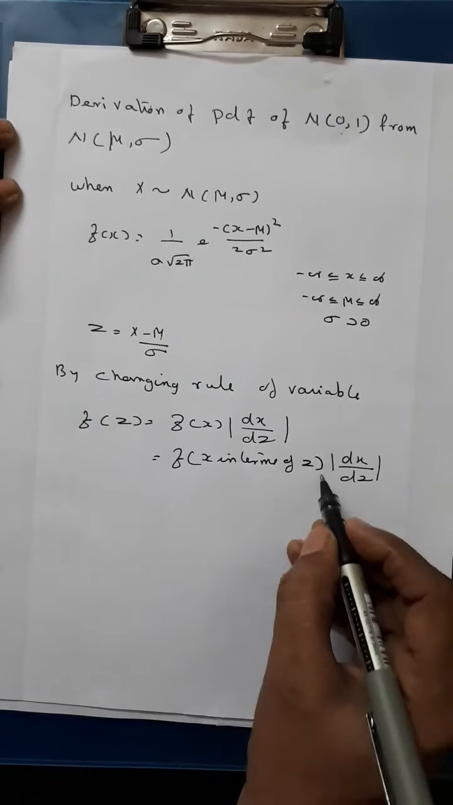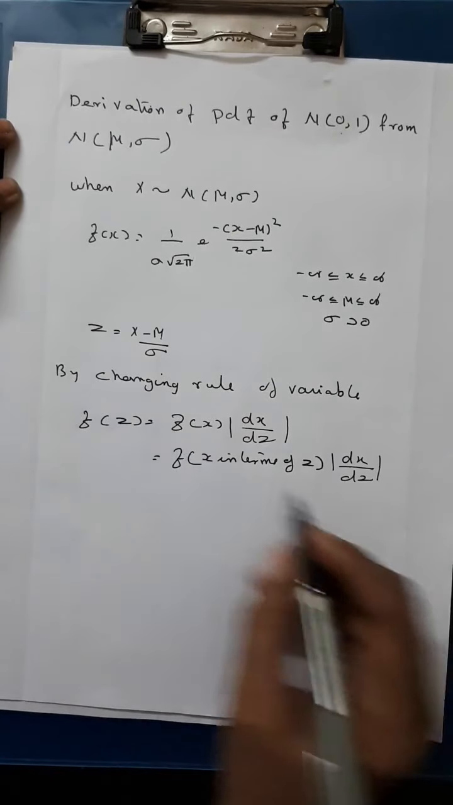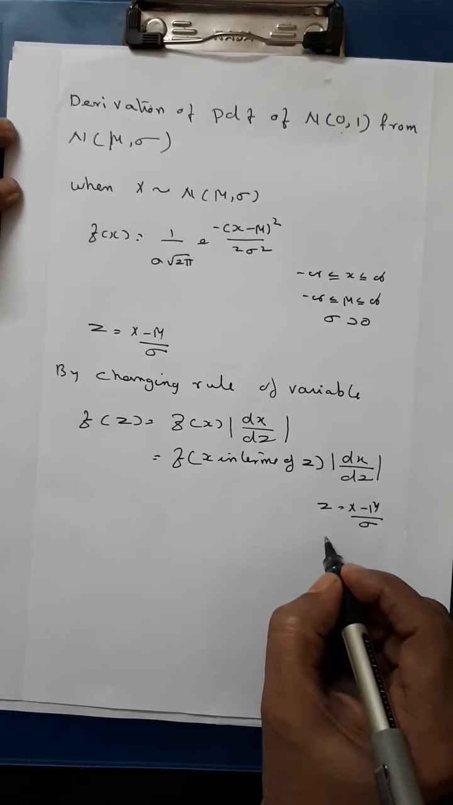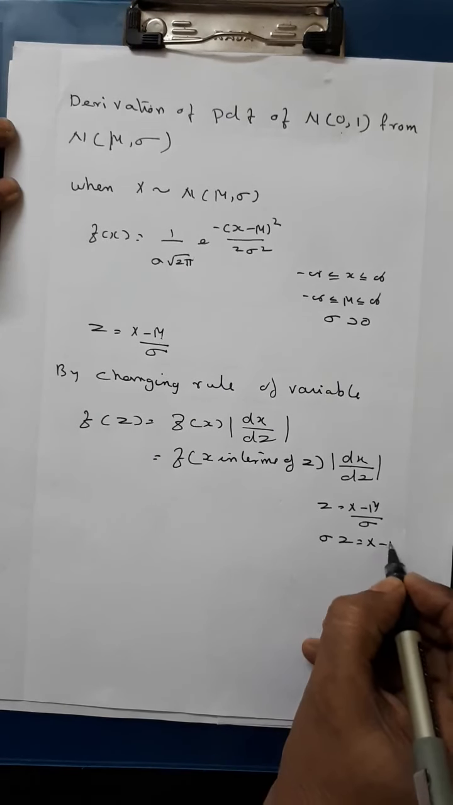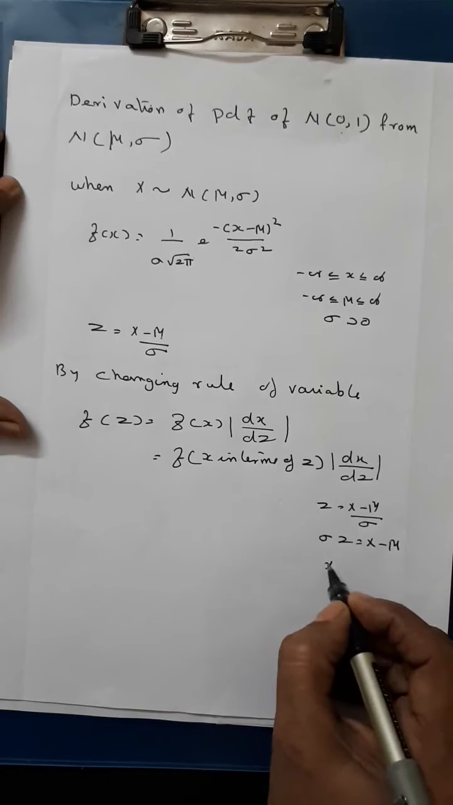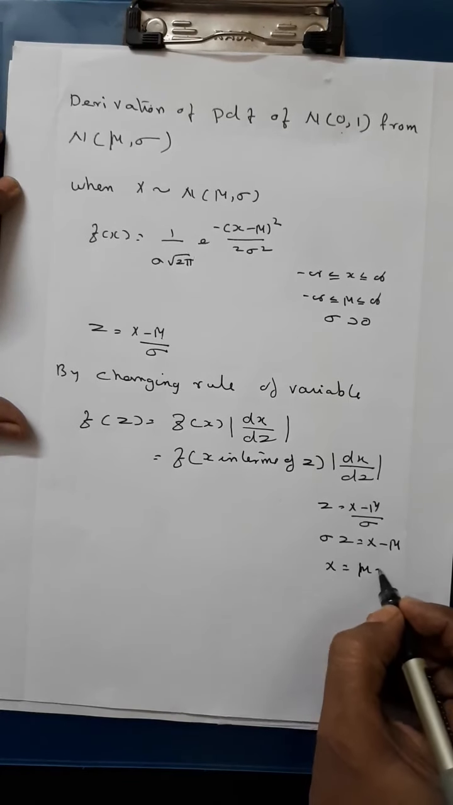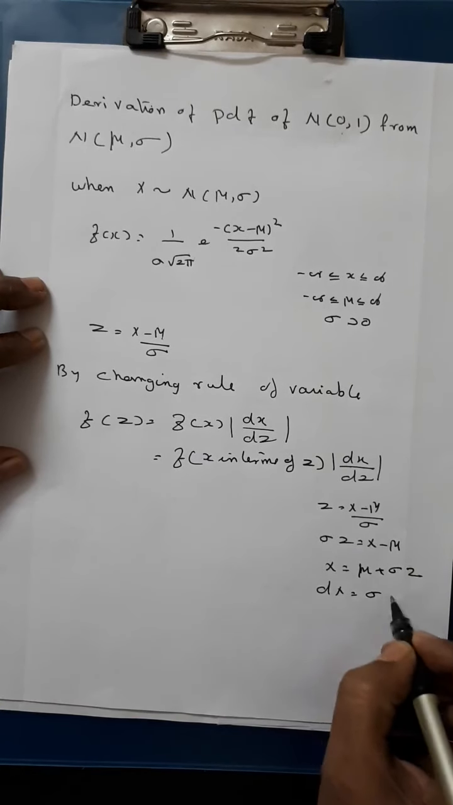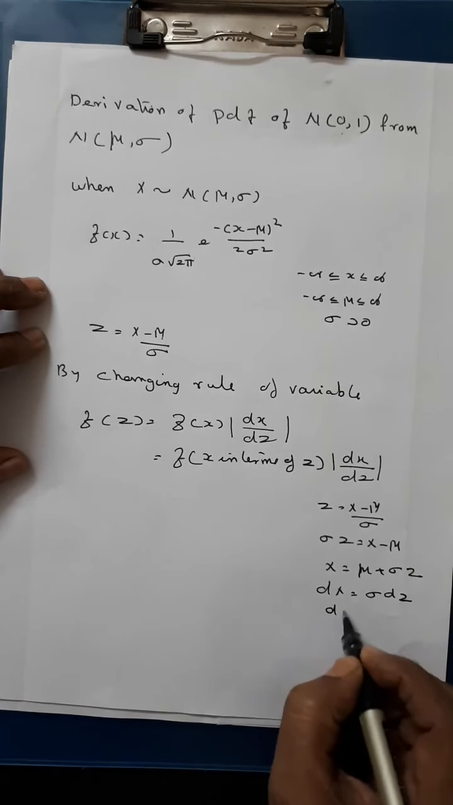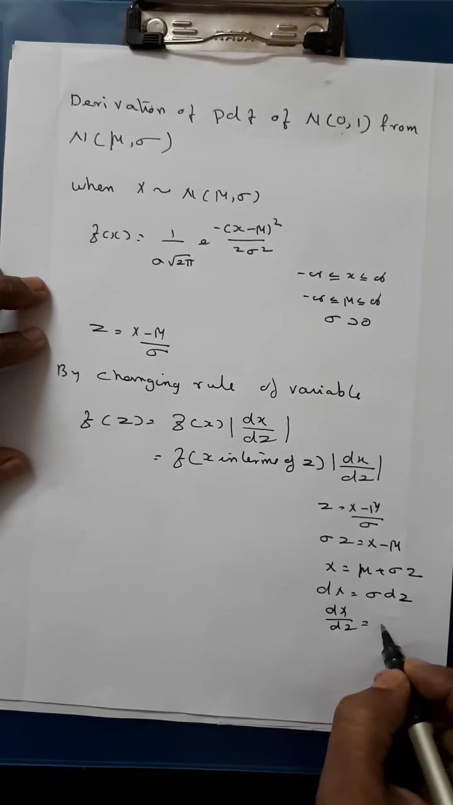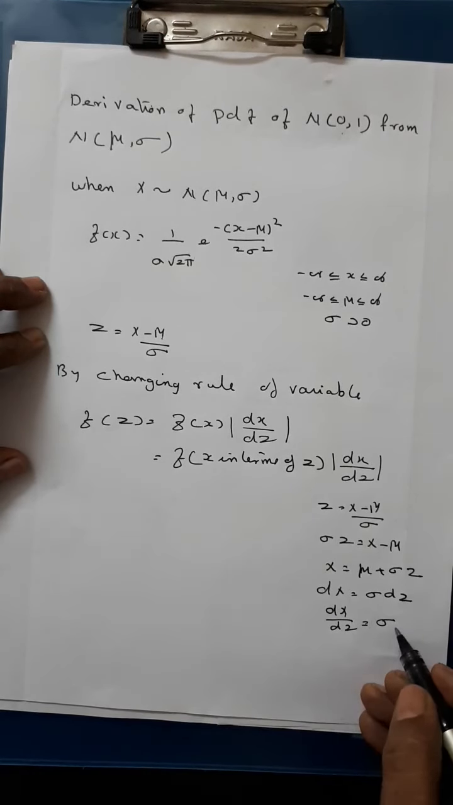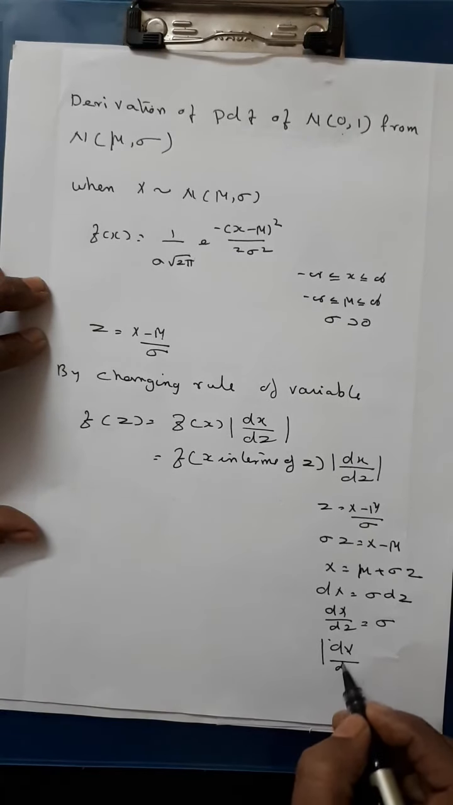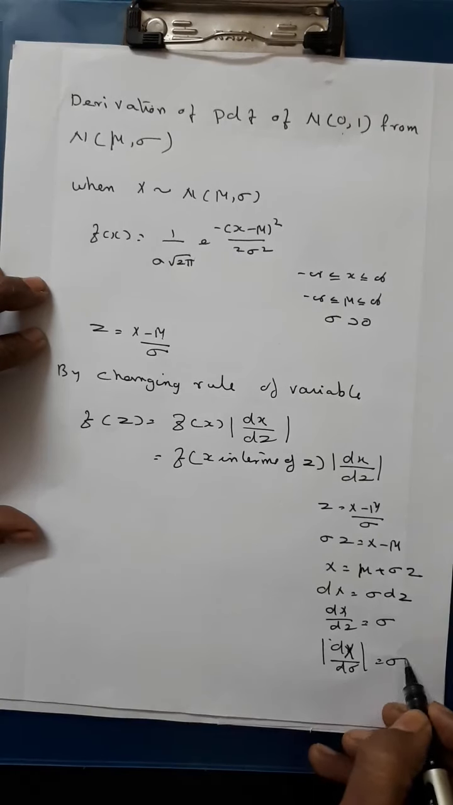How to rewrite x in terms of z? We know that z equal to x minus mu by sigma. So sigma z is x minus mu. So what is x? x is mu plus sigma z. And dx is sigma dz. So dx by dz is sigma. And we know that sigma is positive. So mod dx by dz is equal to sigma.